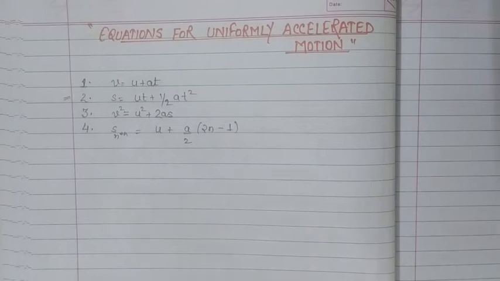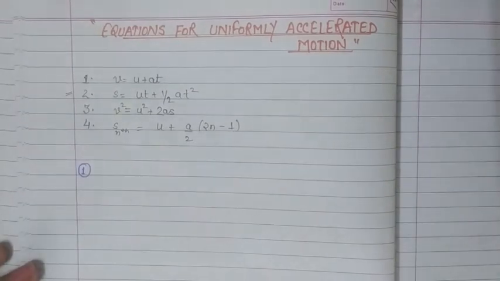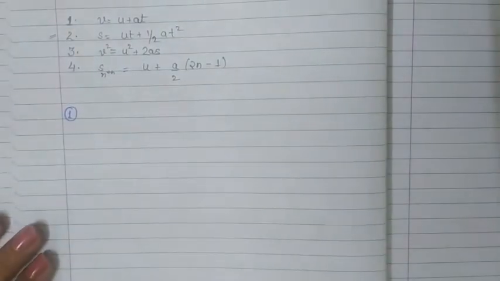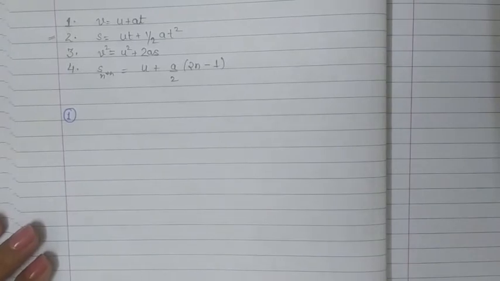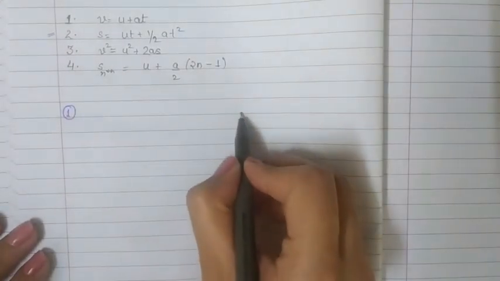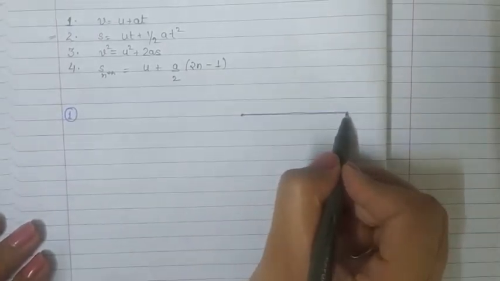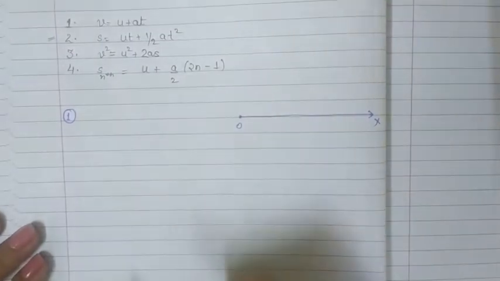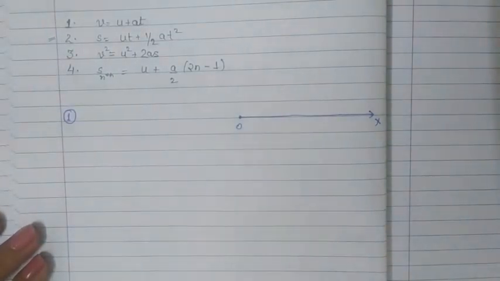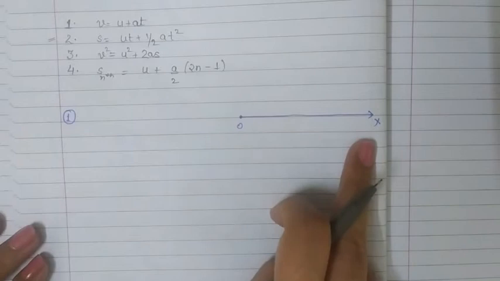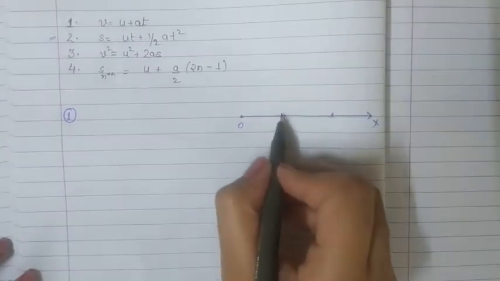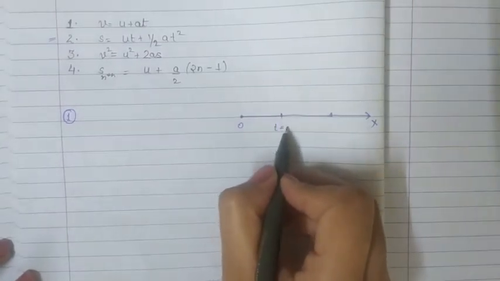So let's begin with the first one. To derive these equations, we are considering an object moving with constant acceleration along the positive direction of x-axis. So we are considering a situation like this. This is the direction of positive x-axis. This is the origin. An object is moving with constant acceleration small a along this direction from this to this point. Okay, so this is the point when the object is at t is equal to 0.